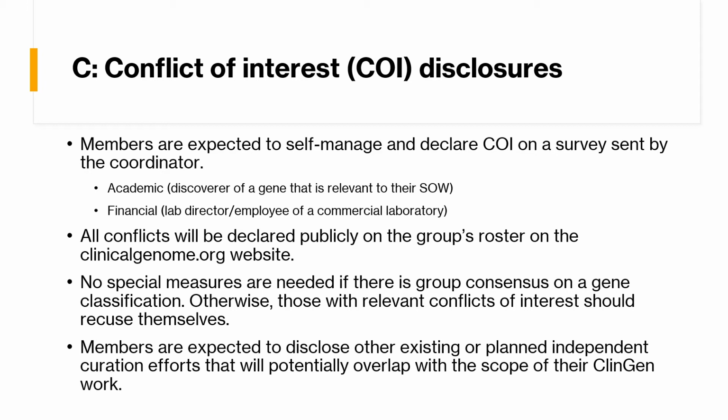Expert panels and their overarching CDWGs are required to identify any conflicts of interest to ensure that members with academic or financial conflicts do not serve as the sole arbiter of gene or variant classifications for which they may have a biased perspective. So, for example, if an individual published the first paper to implicate a gene in a disease, or if they're a lab director or employee of a commercial laboratory. No special measures are needed if there's group consensus on a gene classification. Otherwise, those with relevant COI should refrain from decision-making in that case.